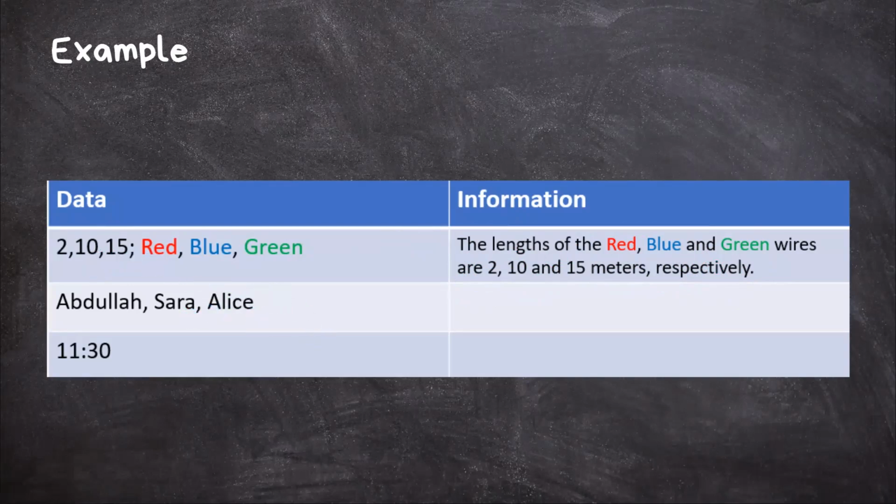You've got like three names here: Abdullah, Sarah, and Alice. Okay, there are people. These are the three names, but what do I do with these names? And why are they important to me? I don't know. If you give it to me like this, I don't know who these people are and what should I do with them. Why are they important? I don't know.